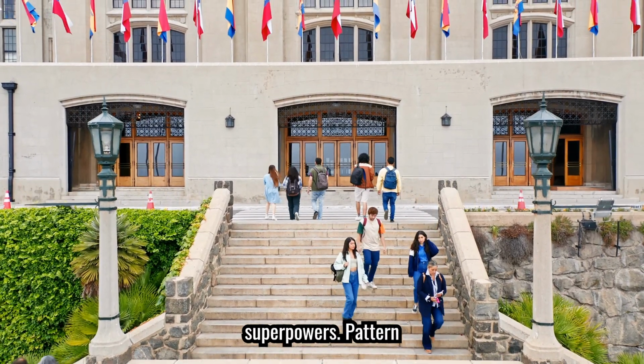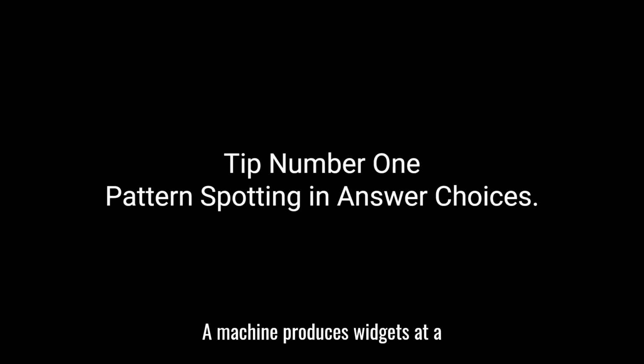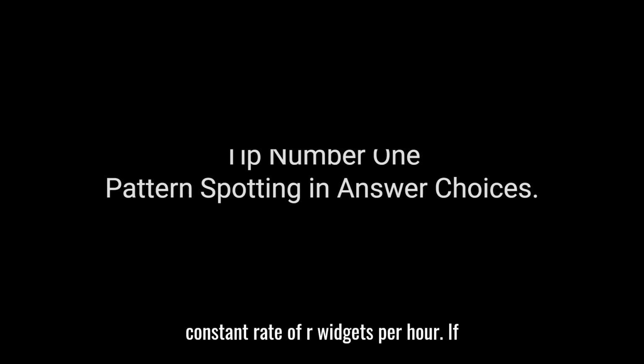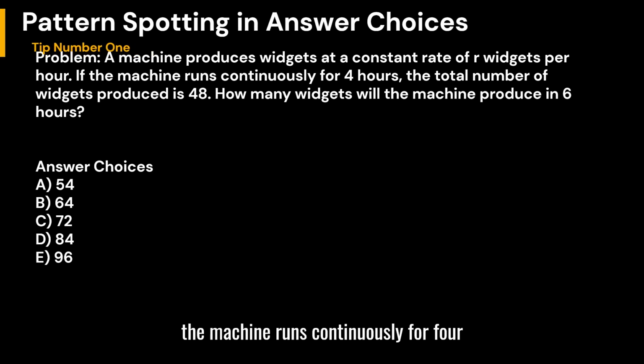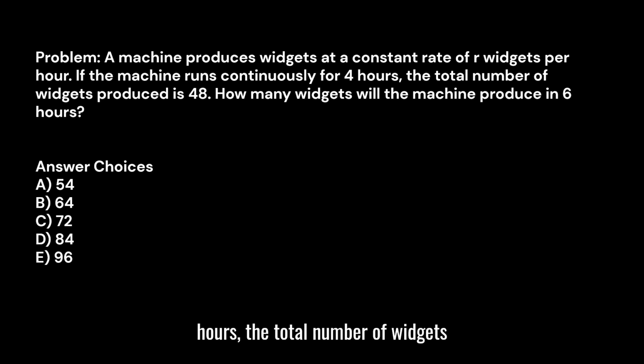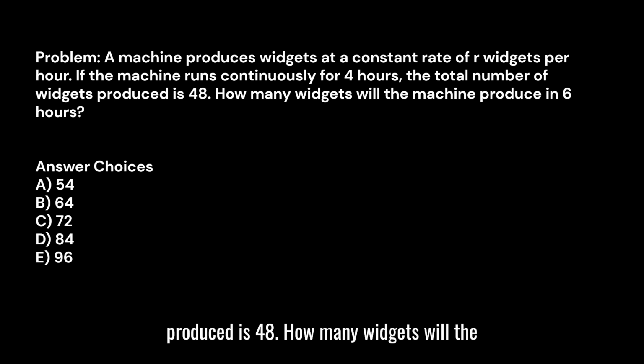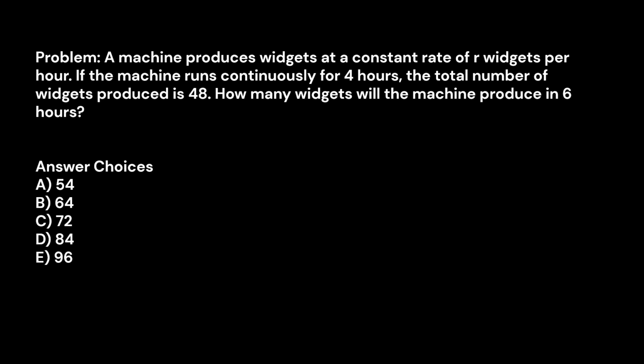Tip number 1. Pattern spotting in answer choices. Problem 1. A machine produces widgets at a constant rate of R widgets per hour. If the machine runs continuously for 4 hours, the total number of widgets produced is 48. How many widgets will the machine produce in 6 hours? A. 54. B. 64. C. 72. D. 84. E. 96.